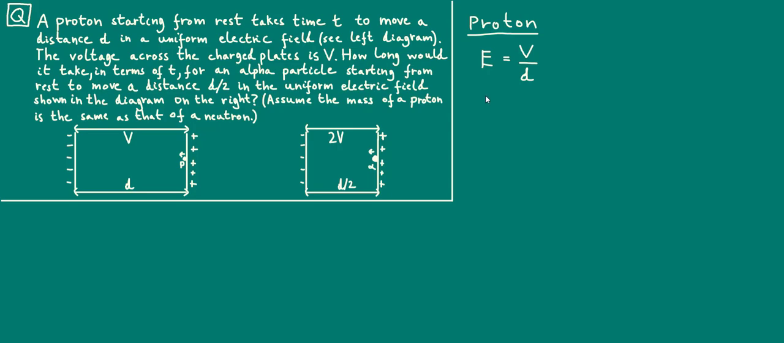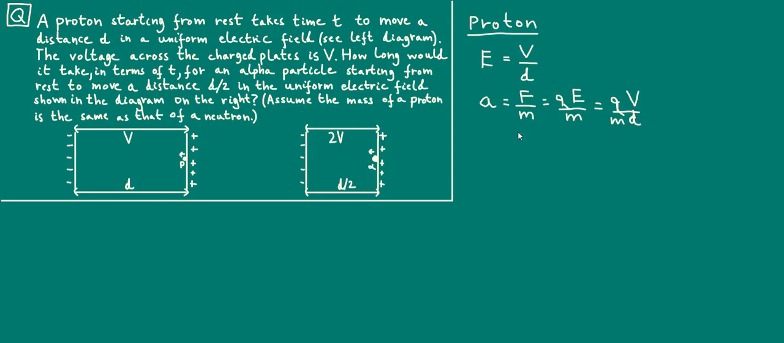From Newton's second law, we know that the acceleration that the proton will experience will equal the resultant force acting on the proton divided by the mass of the proton. And the resultant force here is simply the electrostatic force acting on the proton, which is equal to the charge of the proton, q, multiplied by the electric field strength, E. Let's replace E here with the expression above, V over d. So we get that the acceleration of the proton is given by q times the voltage V divided by m, the mass of the proton, times the separation or distance d.